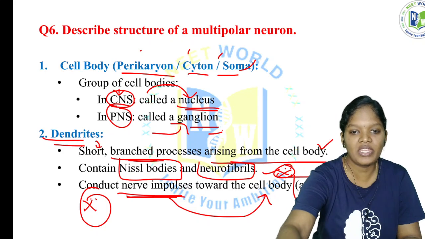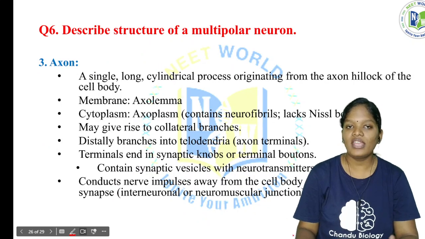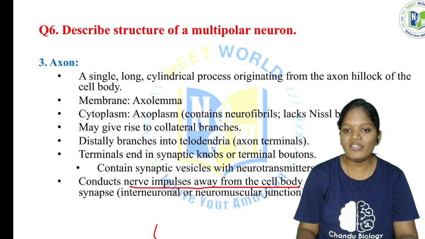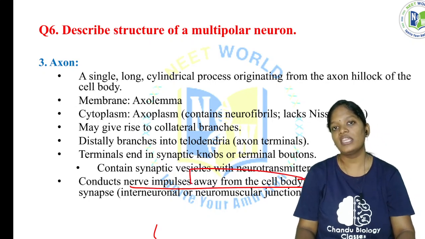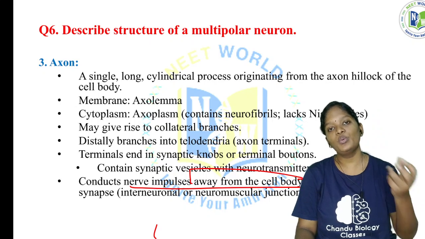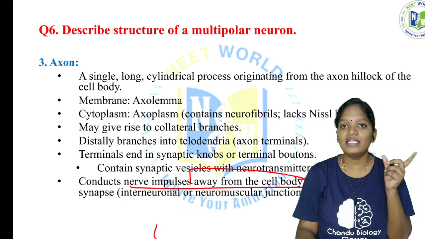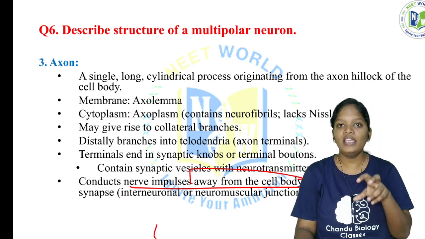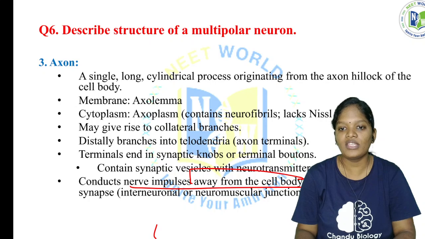This is very, very important. Dendrites are involved in the afferent process. The impulse carried towards the cell body is done by the dendrites, that is an afferent process. Here, the axon conducts nerve impulses away from the cell body, so from the cell body it is taken away. That is an efferent process.